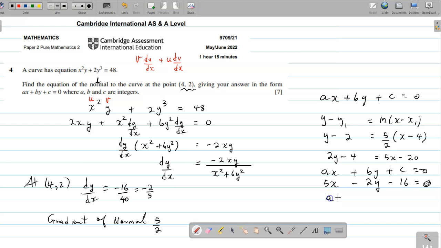Hence a equals 5, b equals minus 2, and c equals minus 16. So here ends question 4.